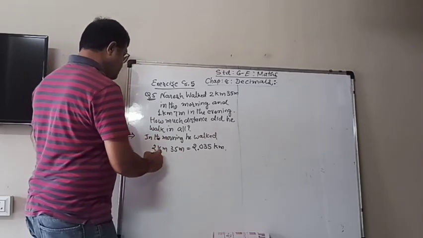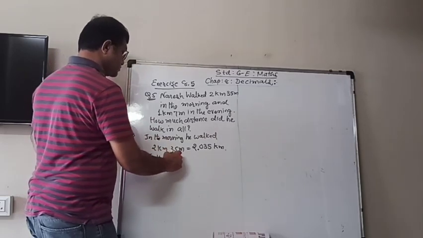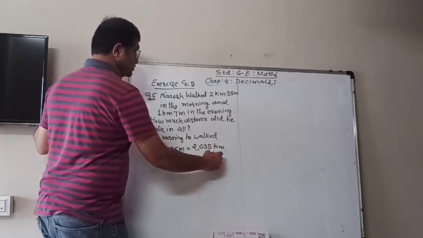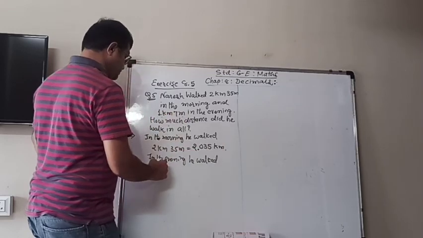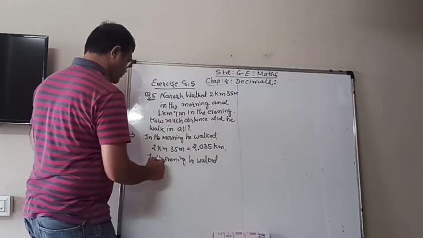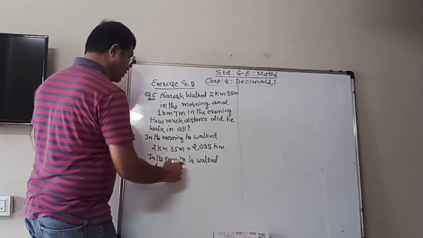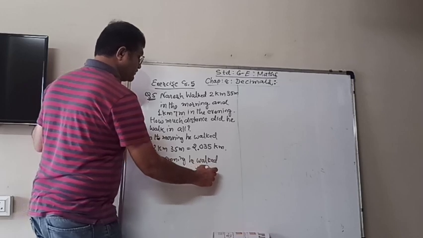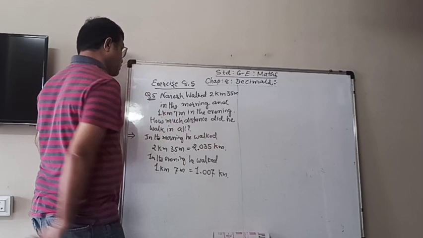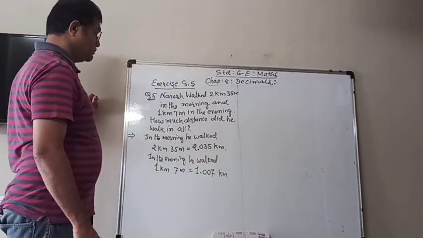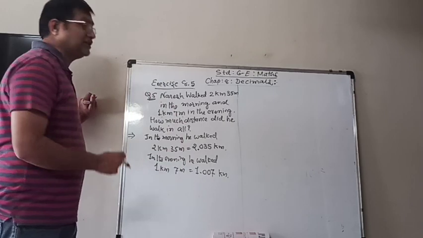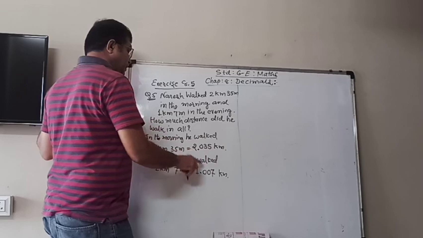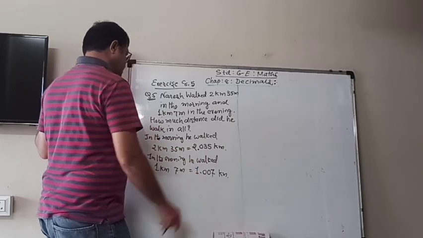And in the evening he walked how much? 1 kilometer 7 meter. 1 kilometer only, 7 meter means 1.007 kilometer, because 7 meter is 7 upon 1000 kilometer. And now we know this already, so I didn't write that down. You need to understand that thing.